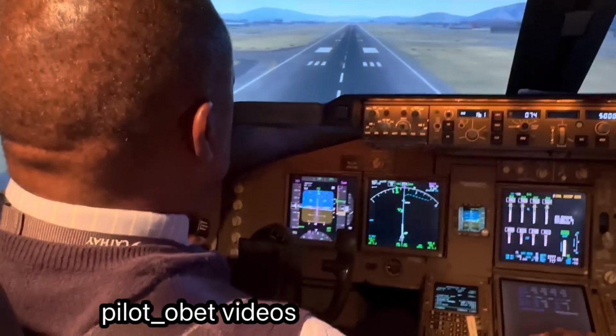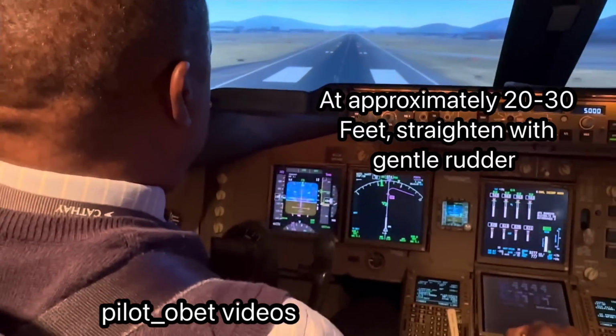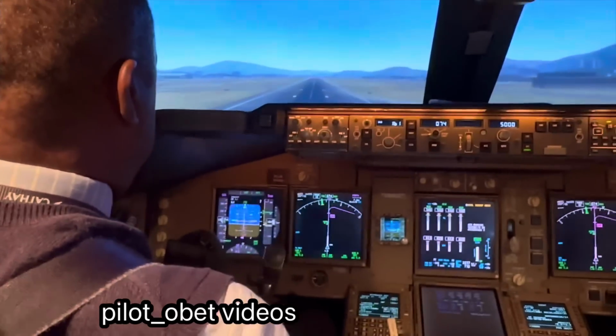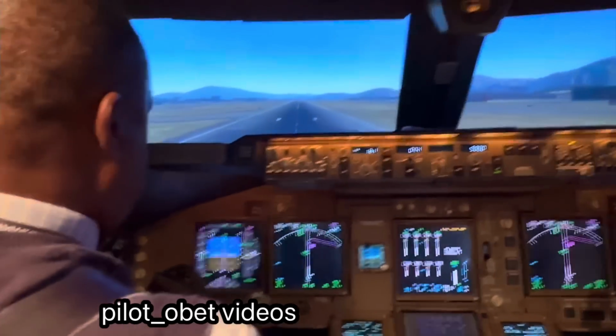50. 40. 30. At 20, squeeze the rudder a little bit. 10. And then I keep wings level. The airplane just touched down.